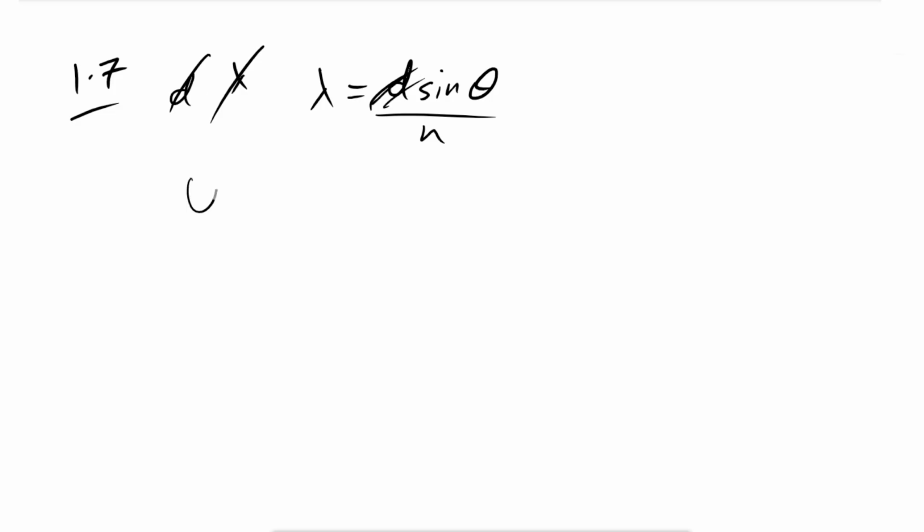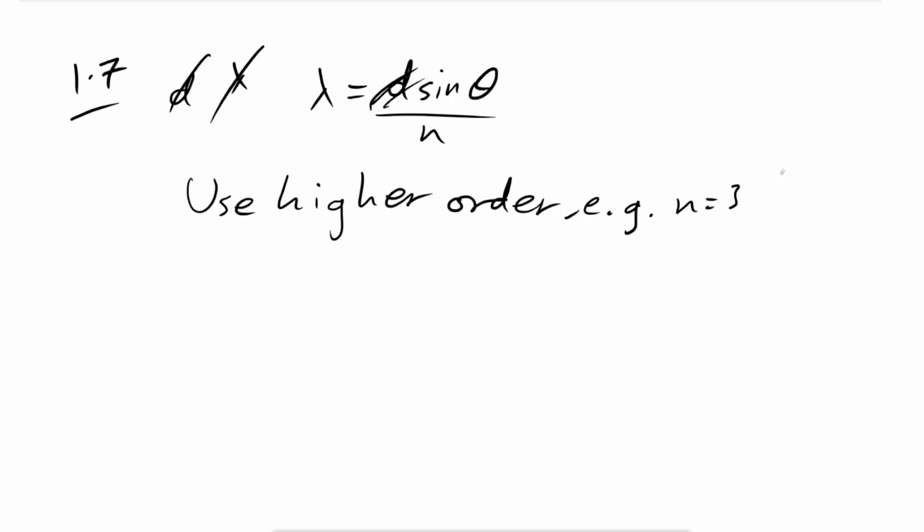So we can use a higher order, e.g. n equals 3. Are we going to get 4? Don't know. Well, there's no percentage uncertainty in n, is there? So actually we don't care about that. So just theta will be larger. Let's do that again. Theta is larger, therefore smaller percentage uncertainty.